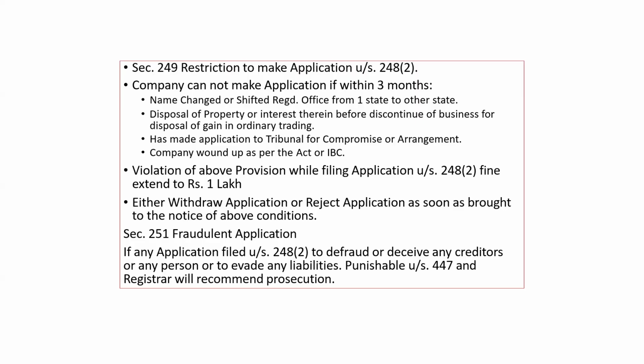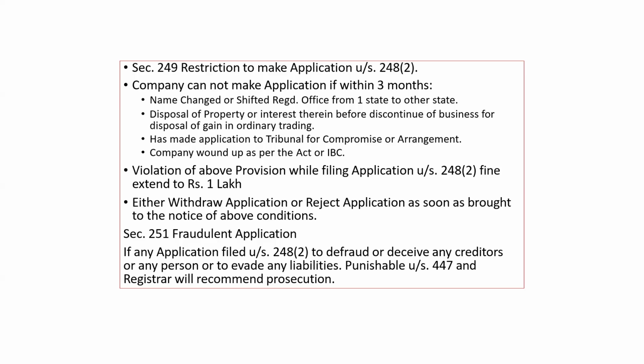Now section 249, restrictions to make application under section 248(2). So who cannot make an application for removal of the name of the company? The company cannot make an application if within 3 months they have changed their name or shifted their registered office from one state to another, if there is a disposal of property or interest therein before discontinuation of business, or disposal of gain in ordinary trading, if it has made an application to the tribunal for compromise or arrangement, or if the company is being wound up as per the Act or IBC. So in these situations, this application before the registrar cannot be made.